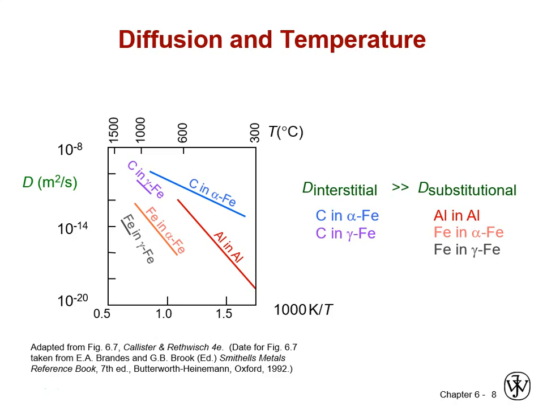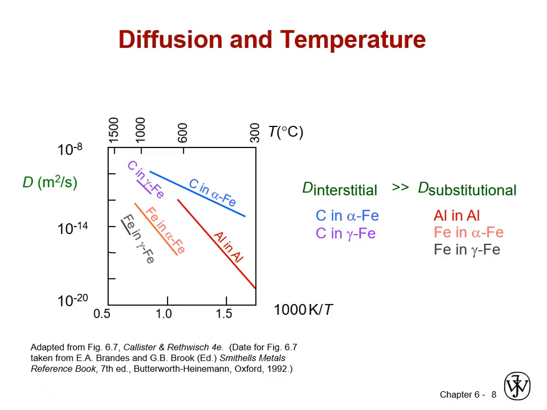When you have to move something from lattice point to lattice point, the diffusion coefficient is much, much smaller because you now have to create vacancies to jump into. So it's that double temperature dependence, which also explains why those lines are steeper with respect to the x-axis.